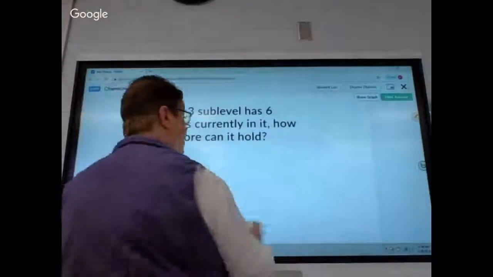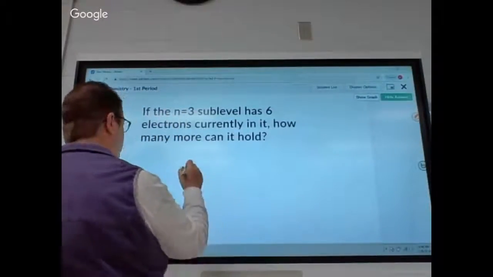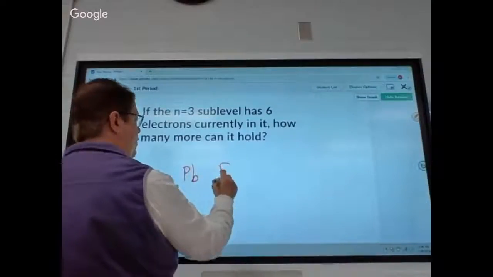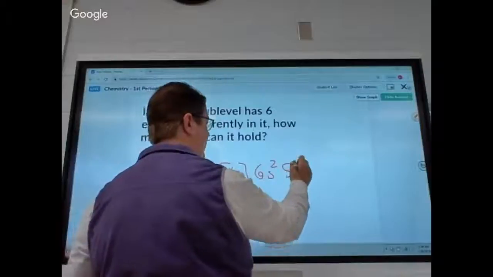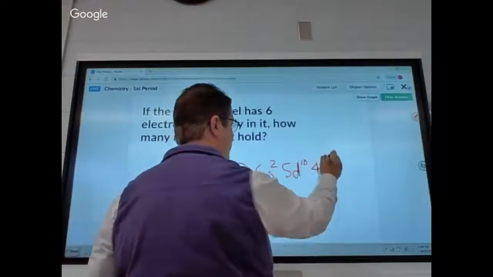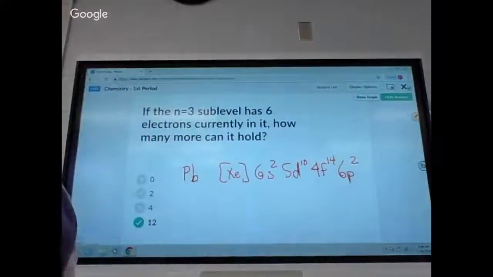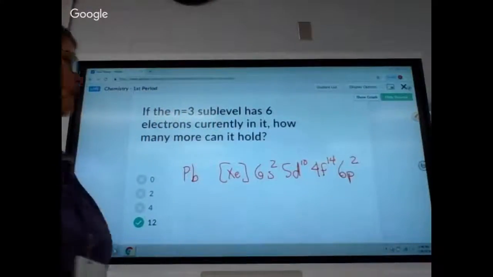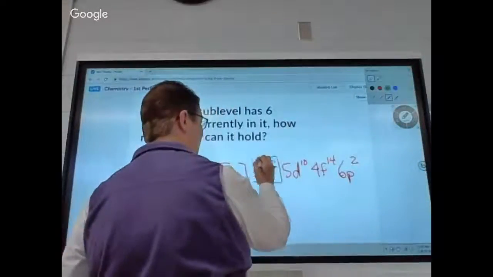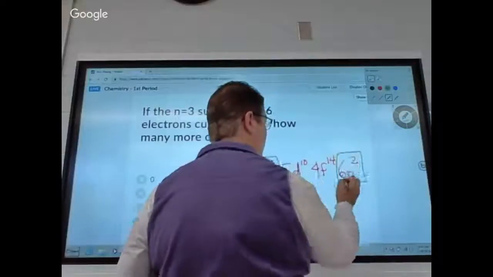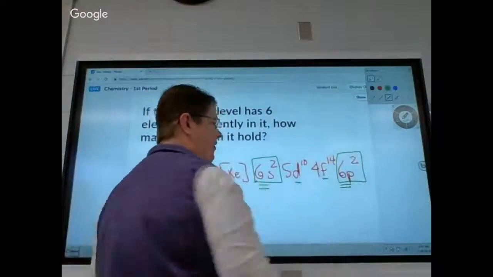So if you write a configuration, let's just say you wrote lead, in shorthand, I'm not writing all this out: Xe 6s2, 5d10, 4f14, 6p2. You are never going to have a d or an f that has a bigger number than an s and a p. See how you have s and you have p? Their coefficients will always be bigger than that d and that f.